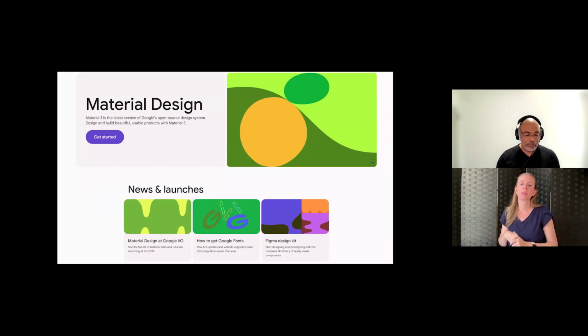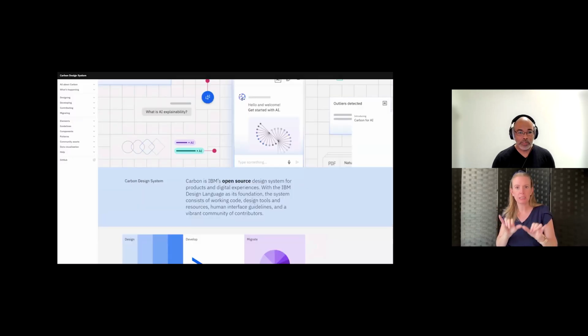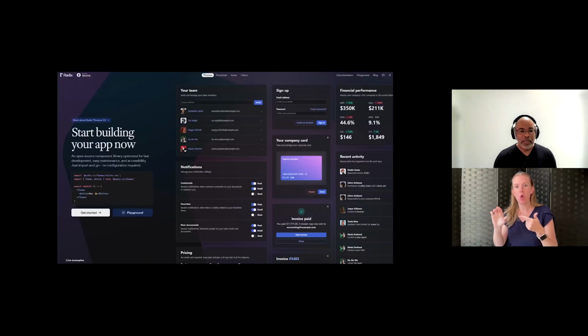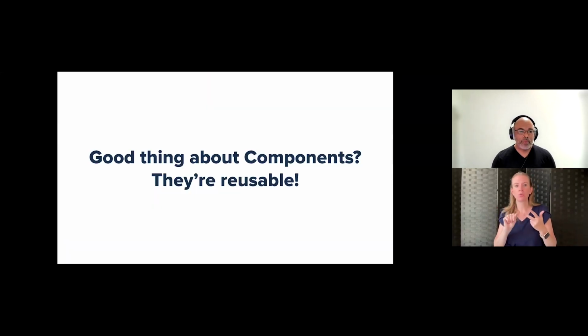So design systems here, we have Material. This is a very popular design system that a lot of teams use. Another one that's been around for a very long time is IBM's Carbon. And then we also have one which is, in my opinion, probably one of the more accessible design systems that I've worked with over the years, and it's really good, and it's Radix.